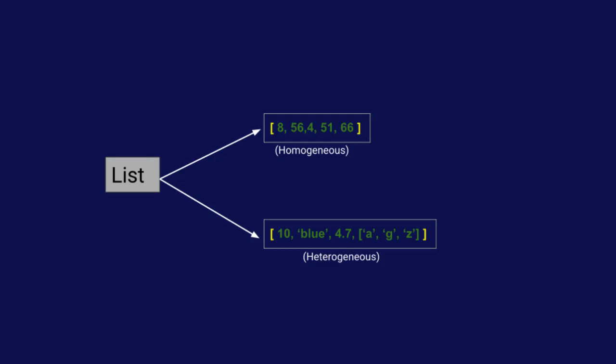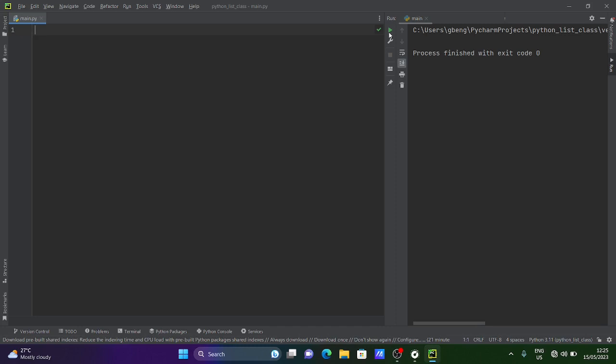How do we define a list? A list can be defined by storing related or non-related elements in square brackets, which can then be assigned to a variable. Okay, let's go straight to the IDE and let me show you how lists are defined.